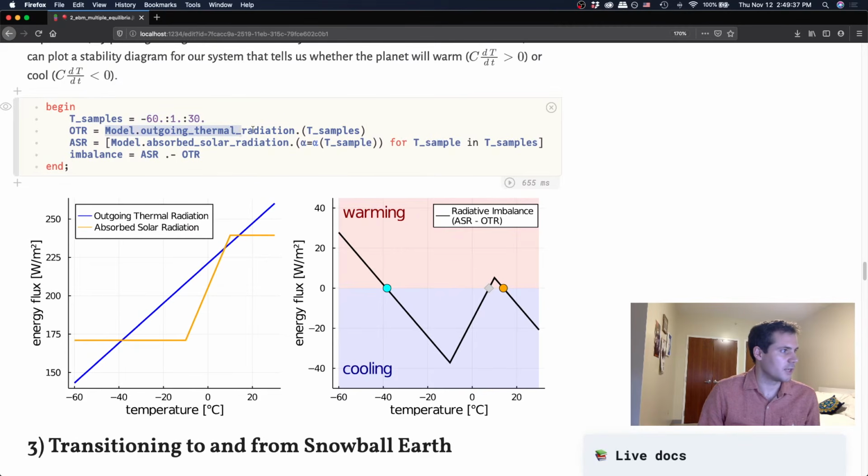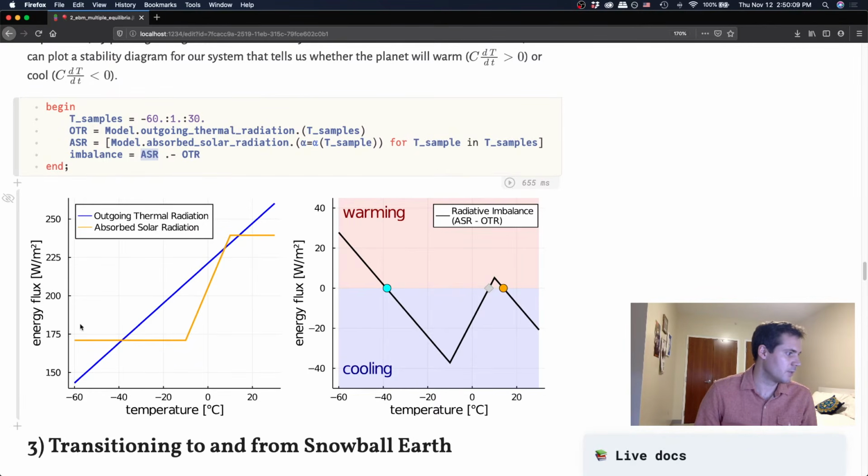And then we'll just take our equation, or our function for the outgoing thermal radiation, and broadcast it across all the samples. Same thing for the absorbed solar radiation, although we have to be a little careful here because this alpha function I didn't write so that it broadcasts. So I have this list comprehension thing going on. But basically we just have these two arrays, and now we can look at the imbalance, just absorbed solar radiation minus outgoing thermal radiation. And that's plotted here.